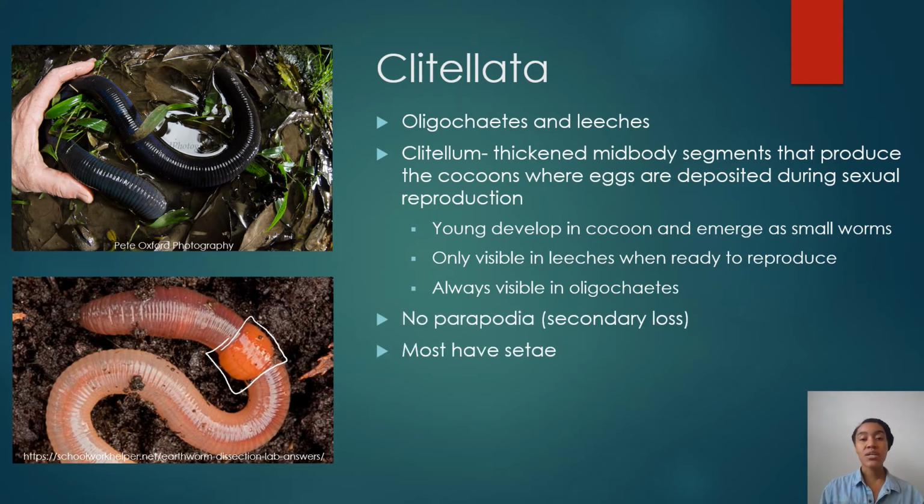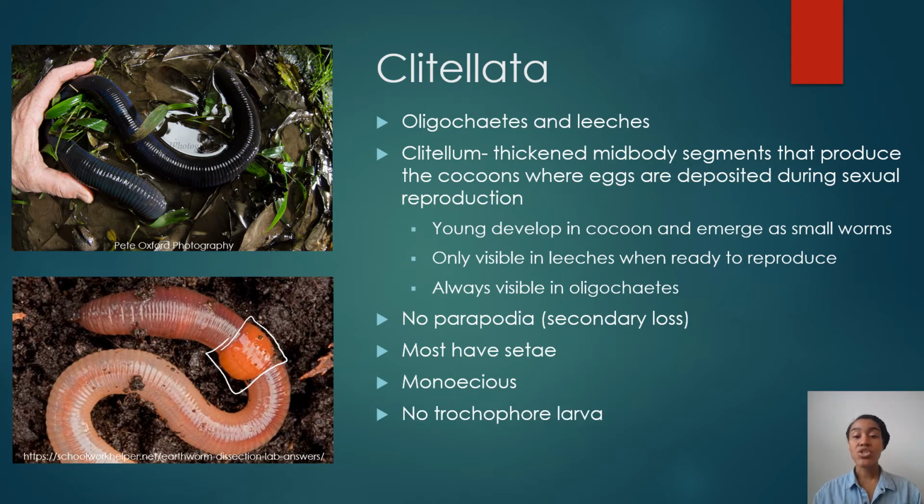The Clitellata do not have parapodia, so they don't have those little pseudo feet on their bodies. This is because they lost them secondarily. They had some ancestor that did have parapodia, but the derived characteristic for this grouping is that they've lost them. Most have setae, and we'll talk about the leeches in a second, because leeches generally either don't have setae or they have very few, only in certain areas.